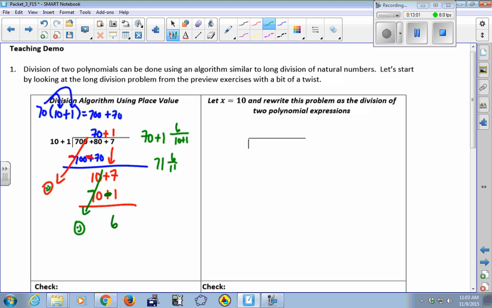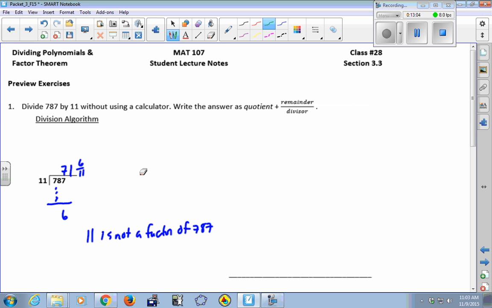I want to go back and remind you about some language for a second. The number you divide by is called the divisor. The number that's being divided is called the dividend. And the answer to any division problem is called the quotient. So anytime you do a division problem, you can always check by taking the quotient times the divisor and adding the remainder. And that will get you right back to your dividend.